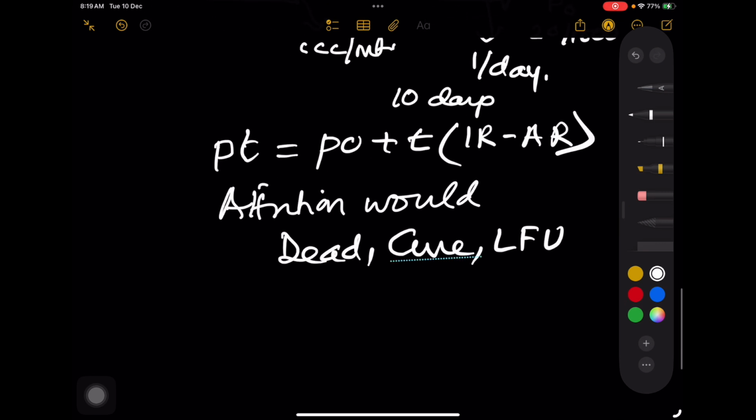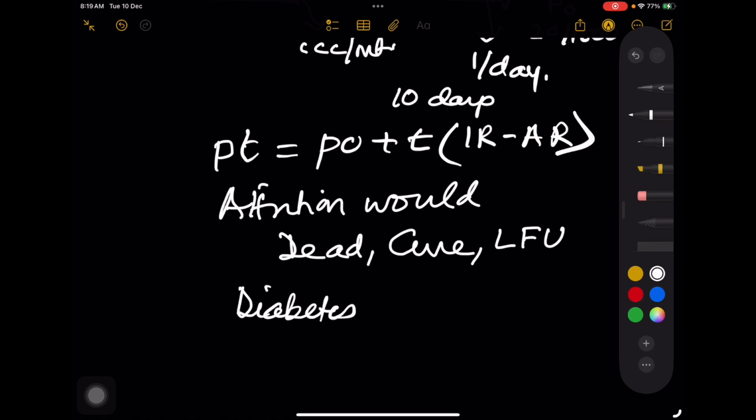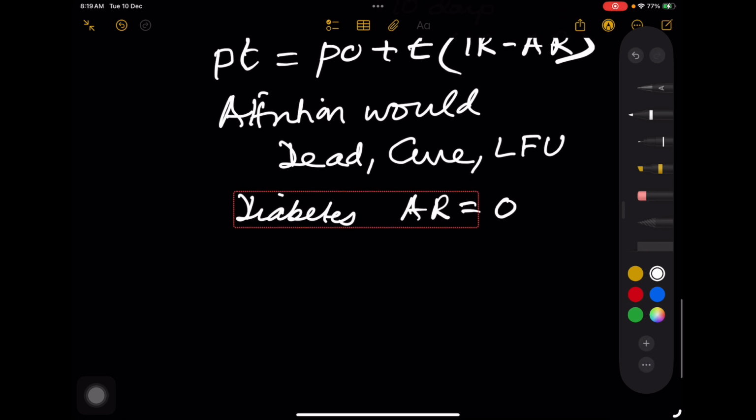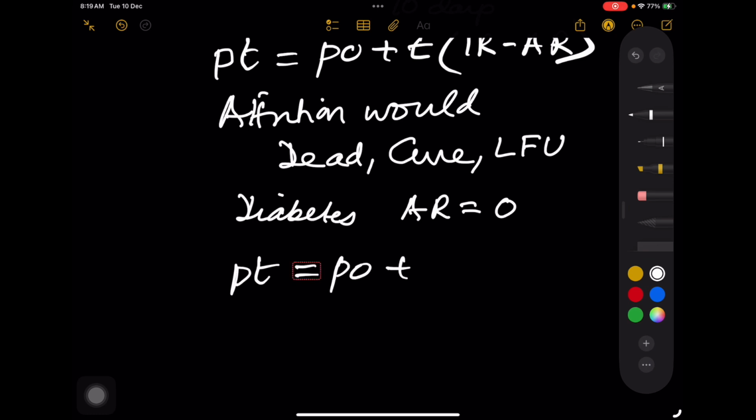In some diseases where attrition is 0, like diabetes, there is no death, no cure, and usually no loss to follow up. So in diabetes, the attrition rate is 0. Therefore, the formula becomes prevalence at time t will be equal to prevalence at time 0 plus t into incidence rate. The attrition rate becomes 0.